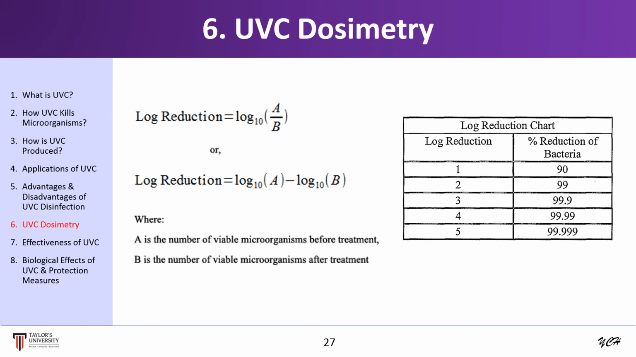And what is log reduction? This is the formula. Log reduction equals log A over B, or log A minus log B, where A is the number of viable microorganisms before the treatment, and B is the number of viable microorganisms after treatment. So log A over B will give us the log reduction value. Value 1 means 90% reduction of bacteria. Value 2 means 99% reduction. Log 3 means 99.9%, and so on.